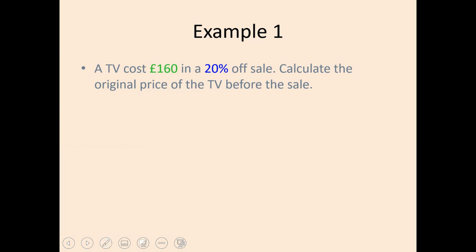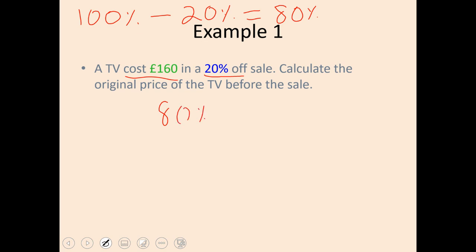The original amount was 100%. Because there's a 20% off, I'm going to subtract 20%. So 100% minus 20% is actually 80%. This means that the value of the TV at £160 is actually 80%. So what I need to do is work out what 100% is.